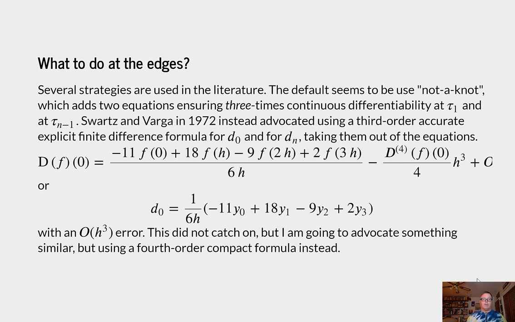Schwartz and Varga instead said, well, let's use a third order accurate explicit finite difference, using f of 0, f of h, f of 2h, f of 3h. So we'd use y0, y1, y2, and y3, and we'll use that to estimate the derivative at d0.